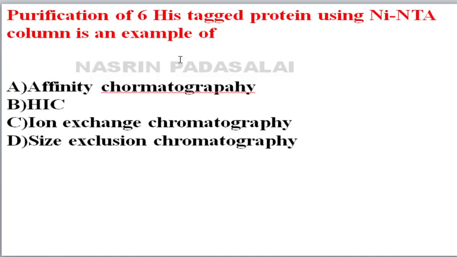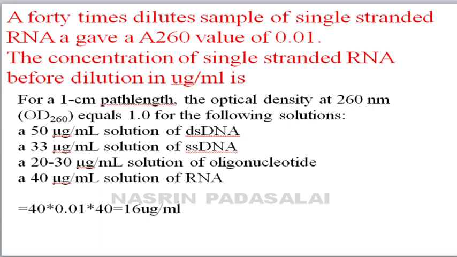Next question: purification of 6-histidine tagged protein using nickel NTA. NTA is nitrilotriacetic acid, a chelating compound used to chelate the nickel ion. It is an example of affinity chromatography. Yes, nickel NTA is used as an affinity chromatographic matrix for purifying recombinant proteins that carry the 6-histidine tag.